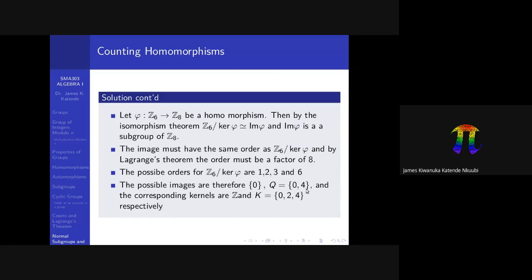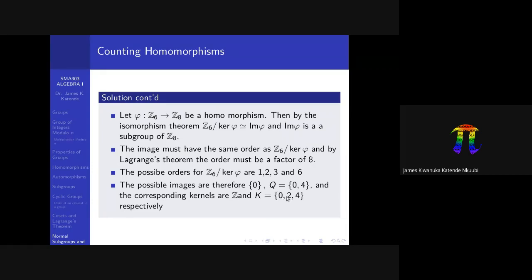And that 0 is if the whole of Z6 is a kernel. And the other one is 0, 4 as a possible image if the kernel is this group 0, 2, 4, K. So this should not be Z. This should be Z6. The kernel is Z6, and then the image is 0, because everything now will be mapped to 0, the identity in Z8.